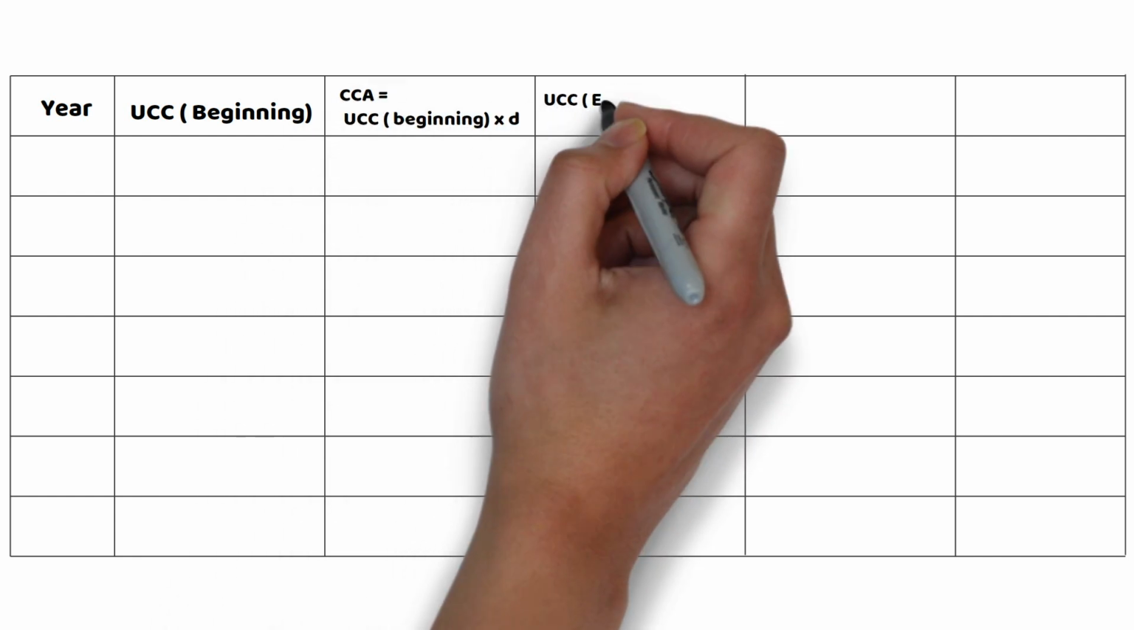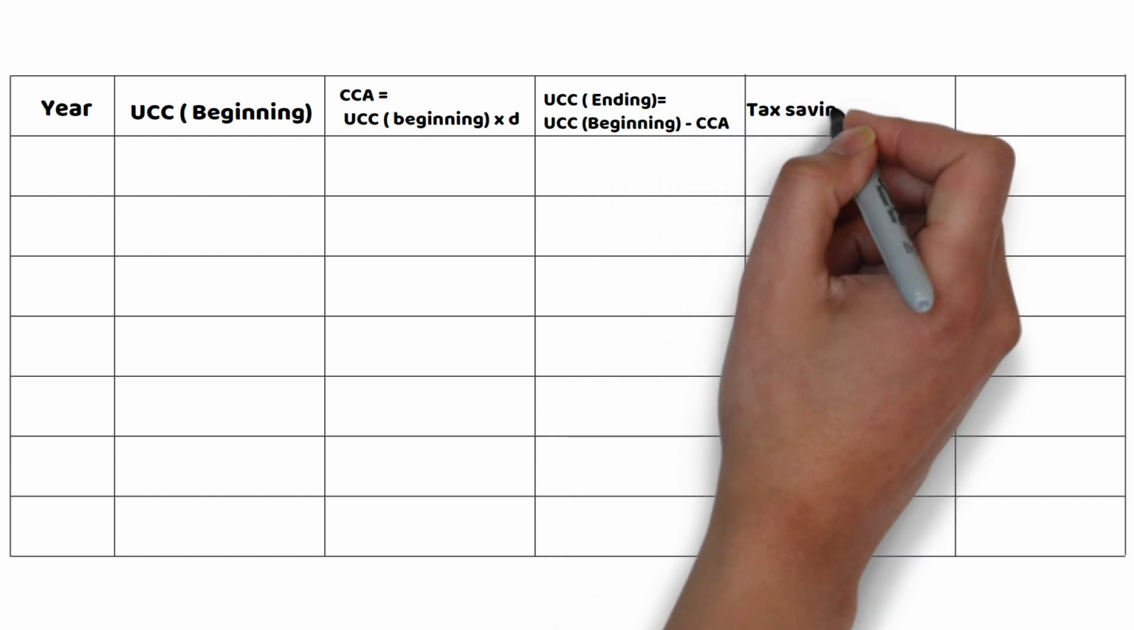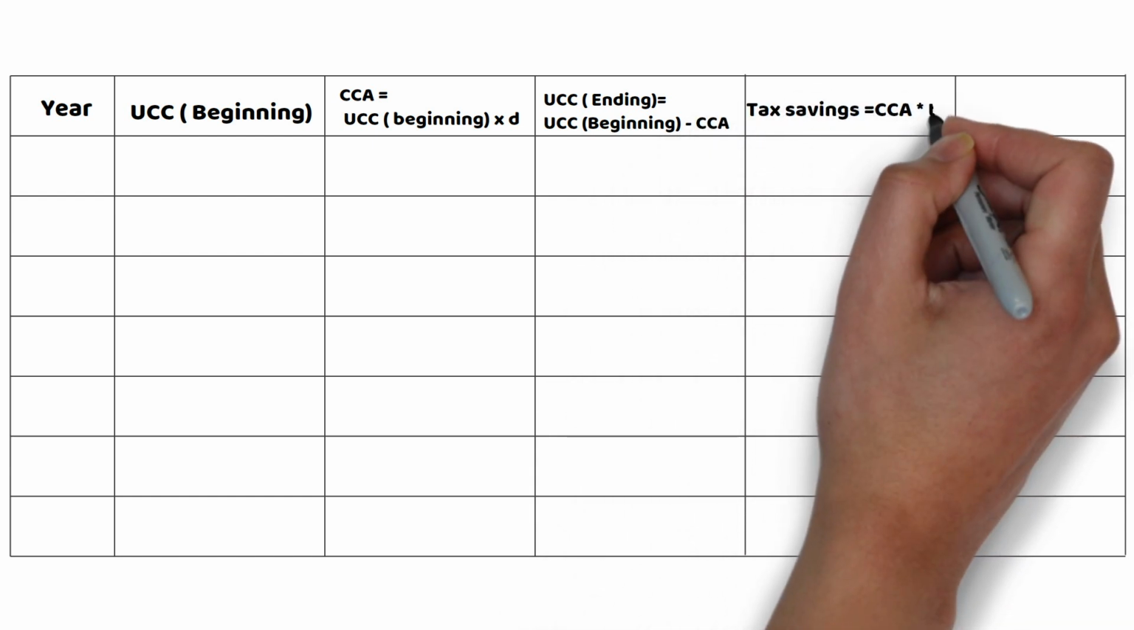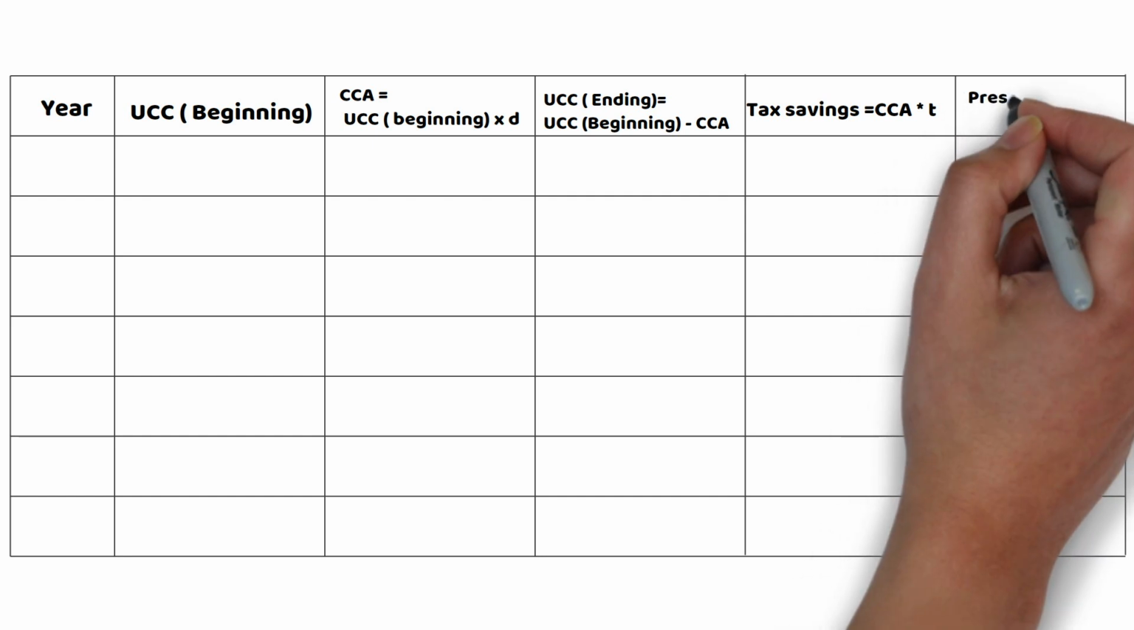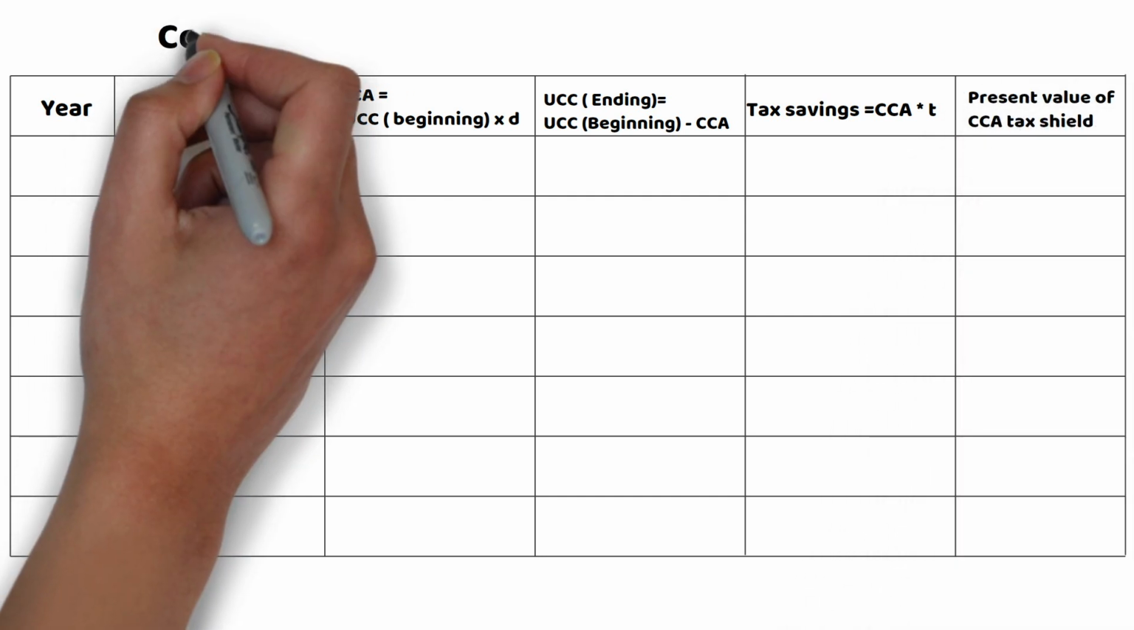So first, let's set up the calculation table for CCA. We have the year column. We have the UCC, that's the beginning balance. And then we have the CCA column, and then the UCC ending balance. We have a column to calculate the tax savings and also the present value of the CCA tax shield.